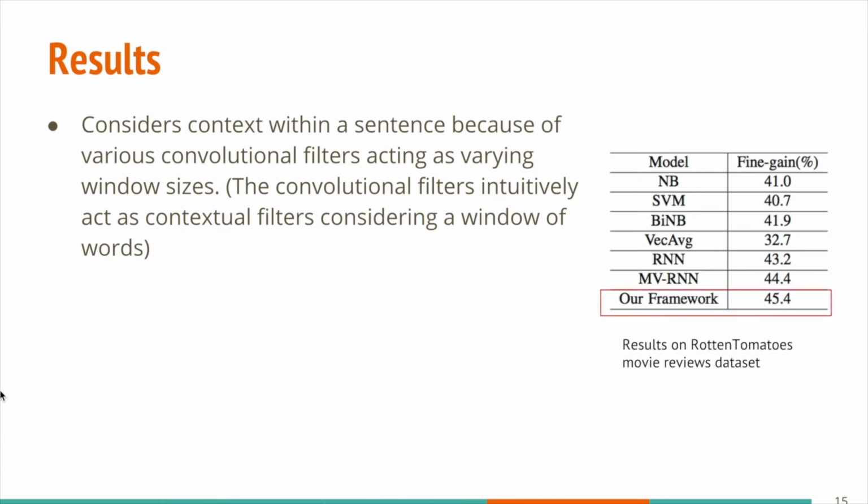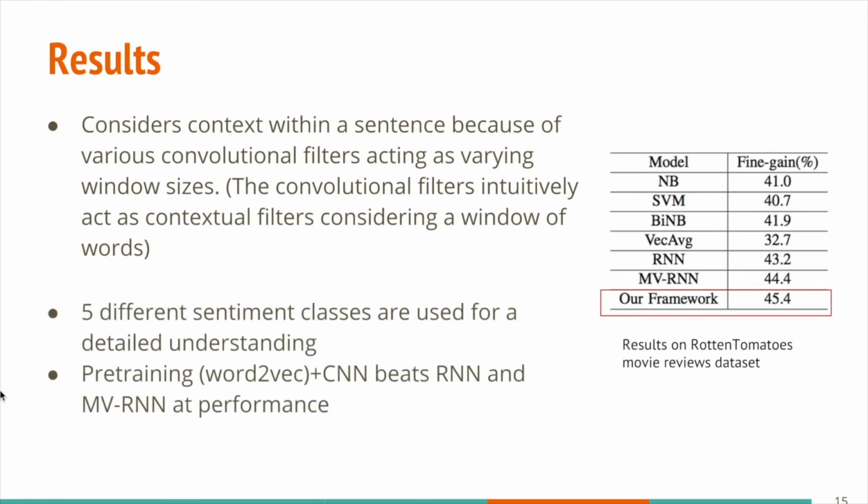The proposed framework beats the existing sentiment models by achieving a test accuracy of 45.4% on the Rotten Tomatoes movie reviews dataset, which is a better performance than some other neural networks like RNNs. Also, there is no need to label every word in the sentence. What is needed are the labels of the whole sentence.